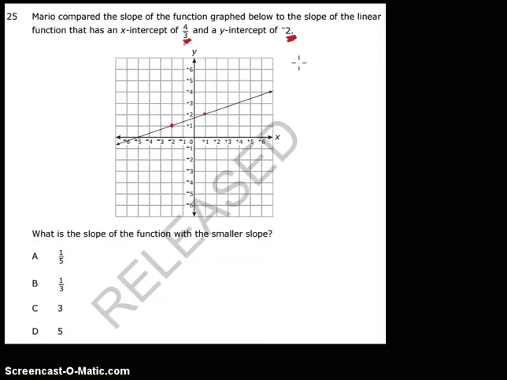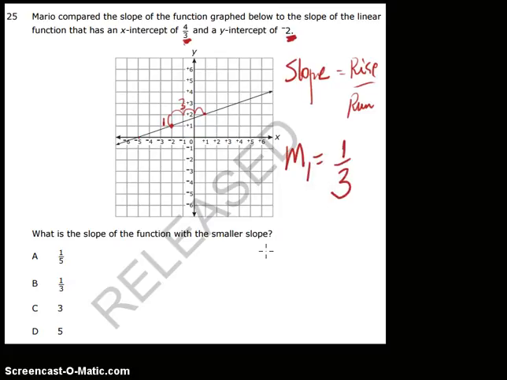As you can remember, slope is given by rise over run. And in this case, what we need to do is count the rise from here to here. We got 1 unit rise, and then the run will be 1, 2, 3. So the slope for this line, the first line, M1, is going to be 1 over 3. Now we just need to figure out the slope for the second line.